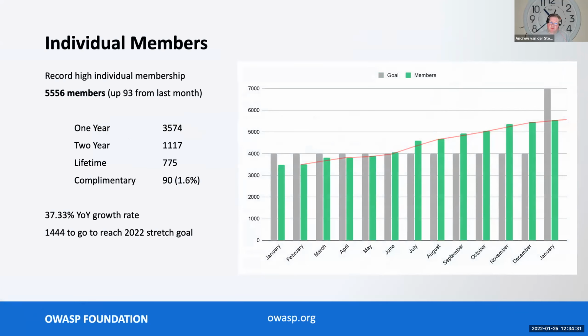Again, we have had a tremendous year. We're up to 5,556 members. Again, nearly 100 new members last month, which is amazing. We had a 37.33% year-on-year growth rate. Our stretch goal for this year is 7,000, which is actually around 42%. So we do have a way to go, but we are not going to let progress stop us here.